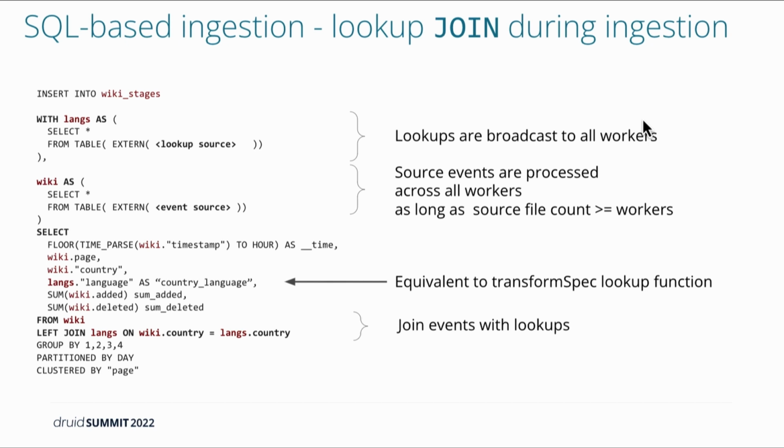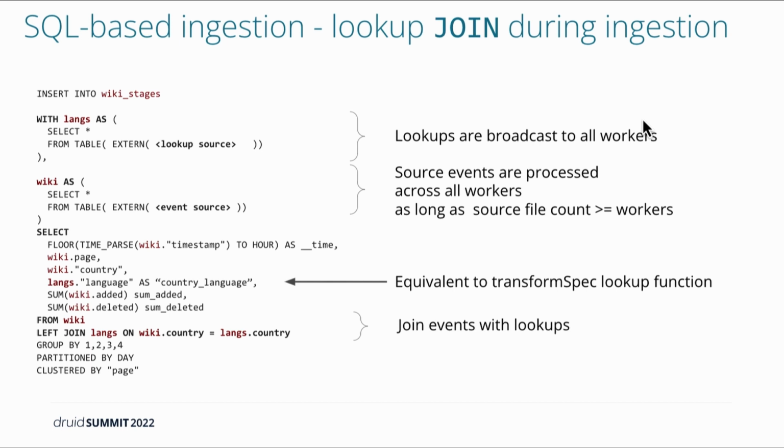You also need to specify the joins, right? The first table in the from will be the event source. That will be treated in a distributed fashion, so each worker will get a portion of that external source, followed by joins of all the lookups.